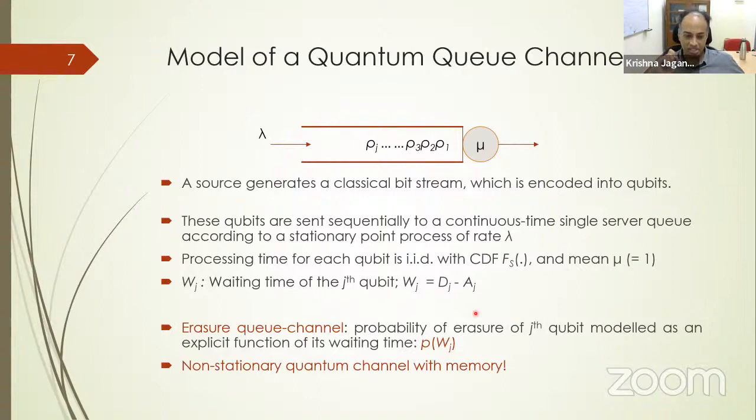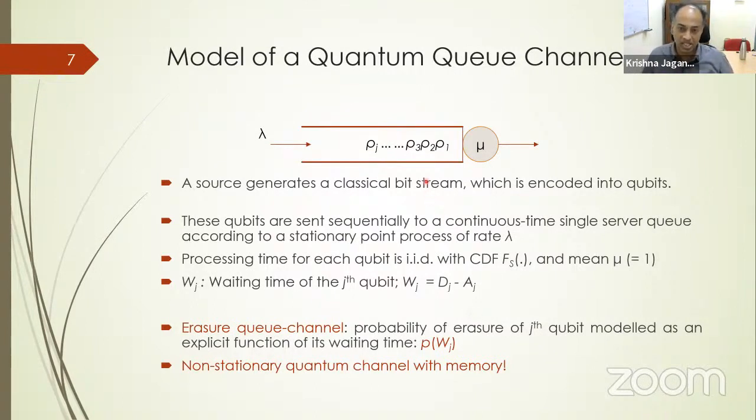Now, from a quantum information theory perspective, this is a non-stationary quantum channel with memory. So this is why the problem is somewhat mathematically non-trivial. It's a quantum channel with memory because the probability of erasure of the jth qubit depends on its waiting time, and Wj is correlated with Wj minus 1 and so on because of the queuing dynamics. So the probability of erasure of consecutive qubits are in fact correlated. I hope that is clear. So this is not a memoryless channel. This is a channel with memory. Also, it is non-stationary in the information theoretic sense.